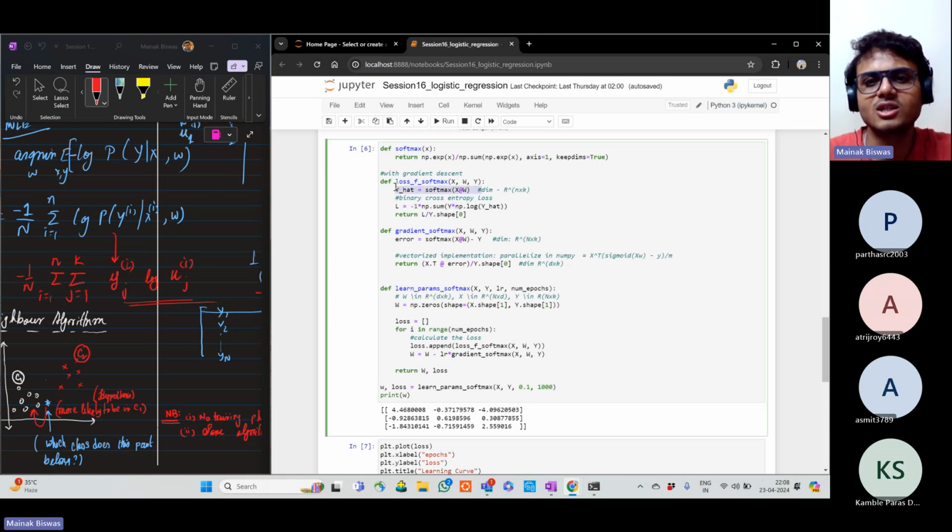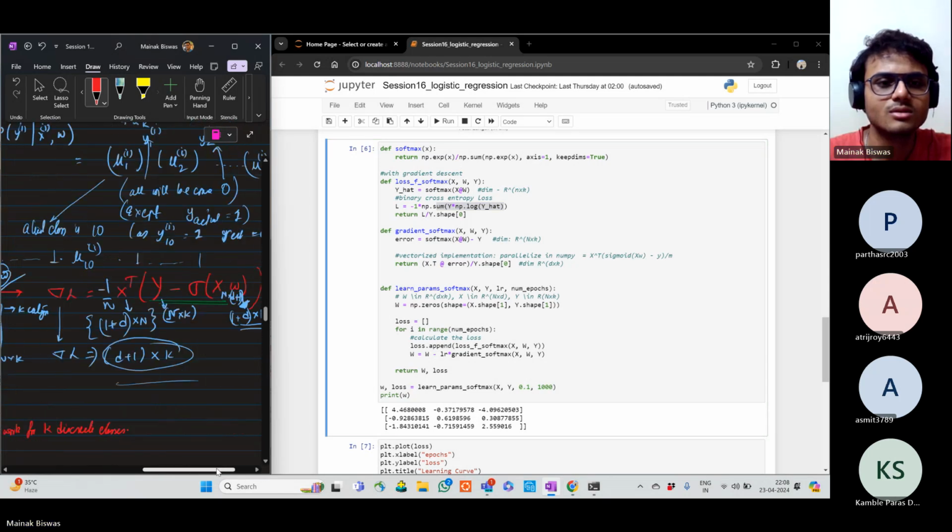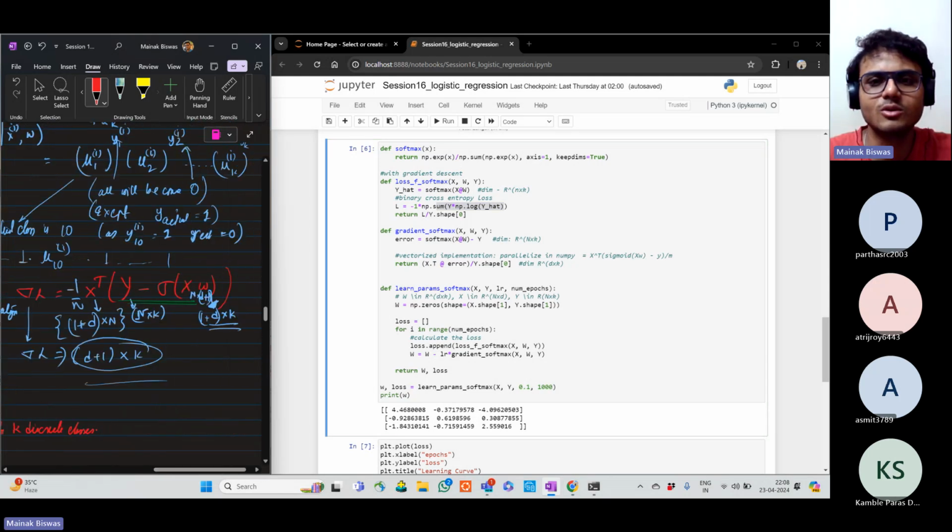And softmax is the prediction for each. So I have the prediction values over here as well. Similarly, the gradient we have already calculated. What is the gradient value? X transpose times y minus sigmoid of xw. Yes or no? Okay. So I do softmax minus y, that is the error, and then X transpose into the error, divided by n.